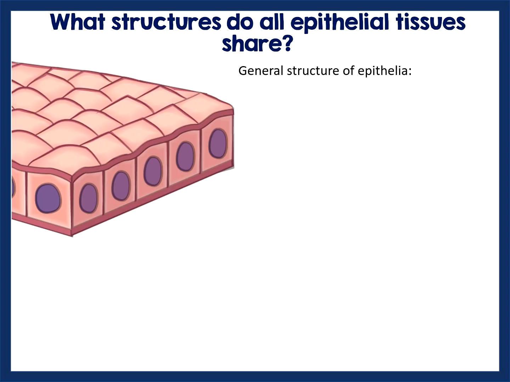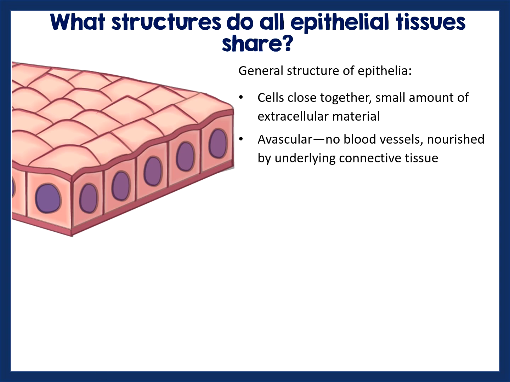So some of these general structures are that these cells are going to be very close together. In drawings, usually you're going to see those cells drawn right next to each other. There's no space in between those cells, so there is a very small amount of extracellular material.